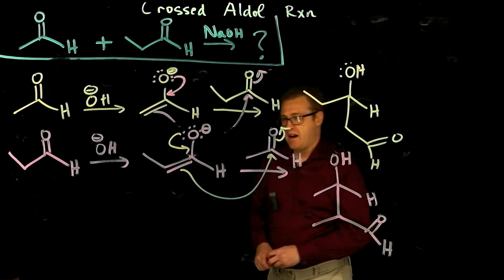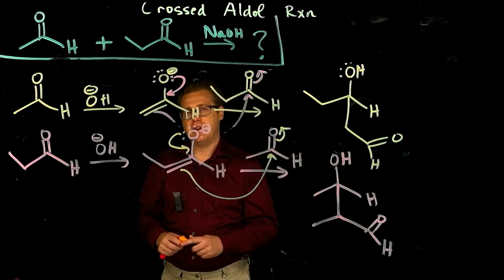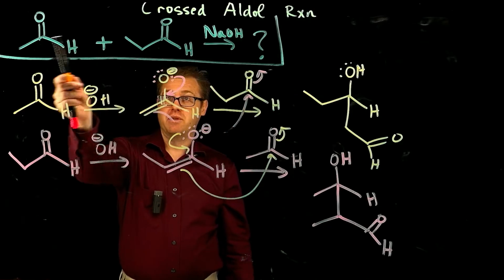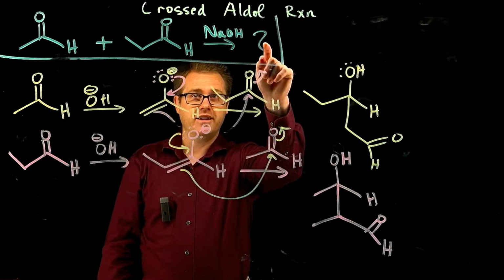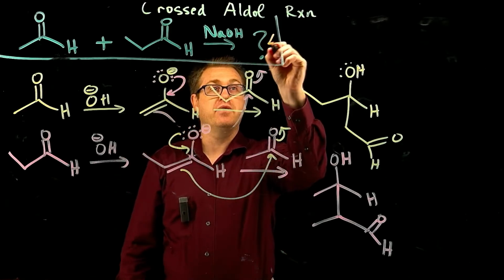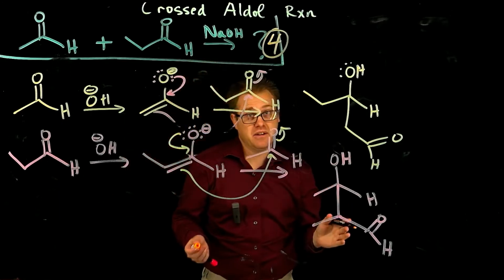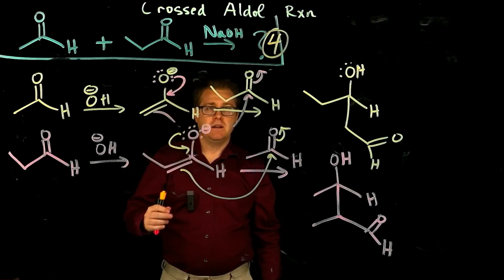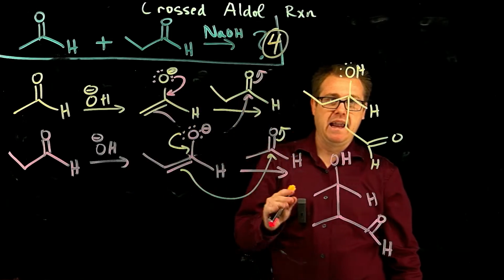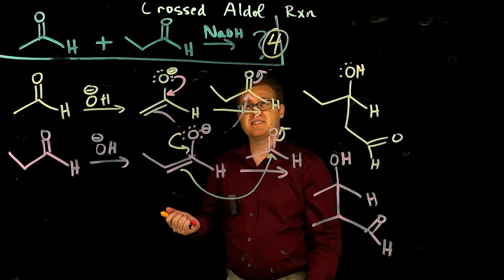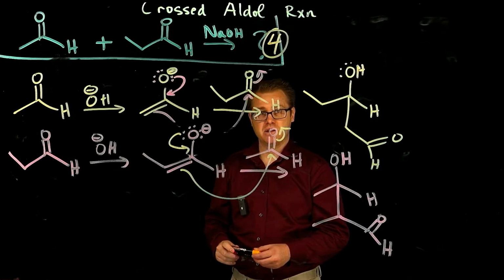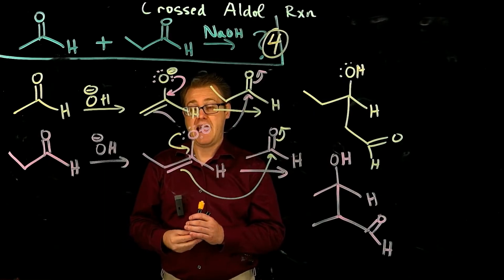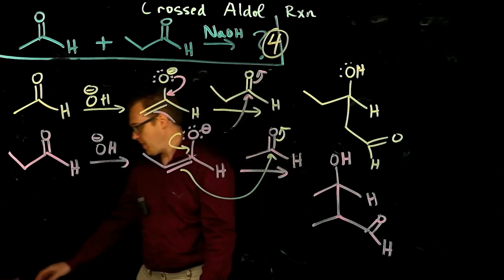Now, crossed aldol reactions are not very efficient because when you do this reaction right here, what is your product going to be? It's going to be 4 different products. That's not very efficient. Your yields are going to be very, very low. So there are some things that we can do to enhance the yield of crossed aldol reactions. And I'm going to clean up this board and then show you what we can do to increase the yield.